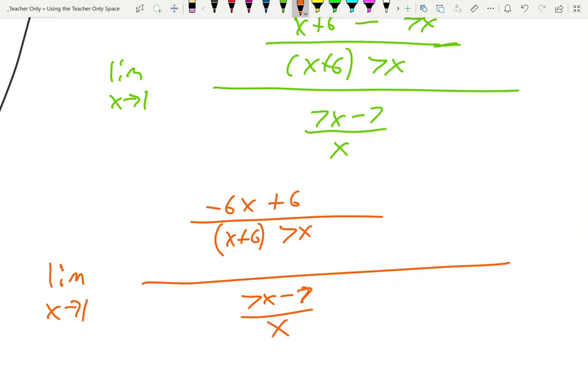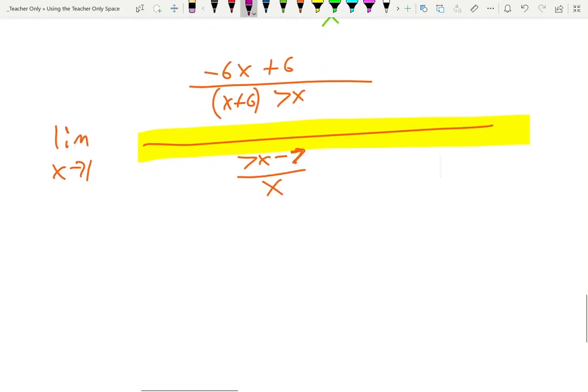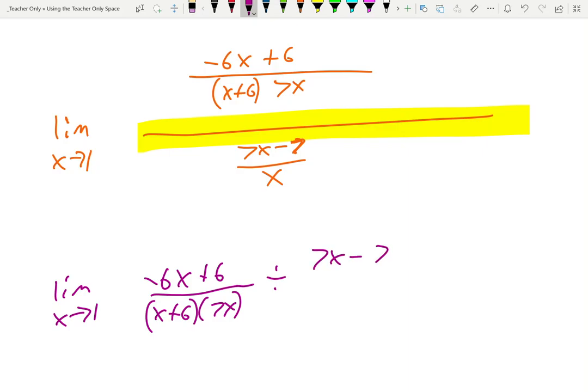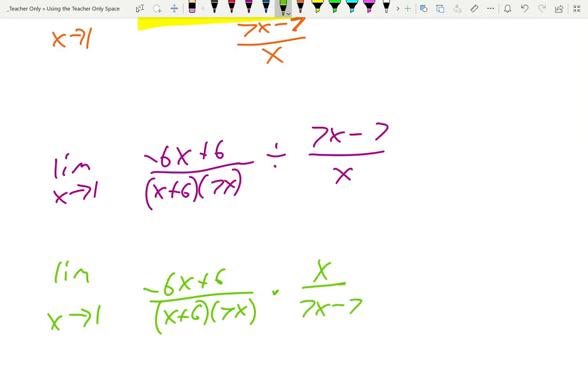Now we're ready to flip and multiply. Now we're ready to think of this big old long division sign as an actual division sign, right? So we're going to write it like 6x plus 6 over x plus 6 times 7x divided by 7x minus 7 over x. Almost there. Now we change that to multiplication. We keep, change, flip, or flip and multiply, whatever you like, times x over 7x minus 7.